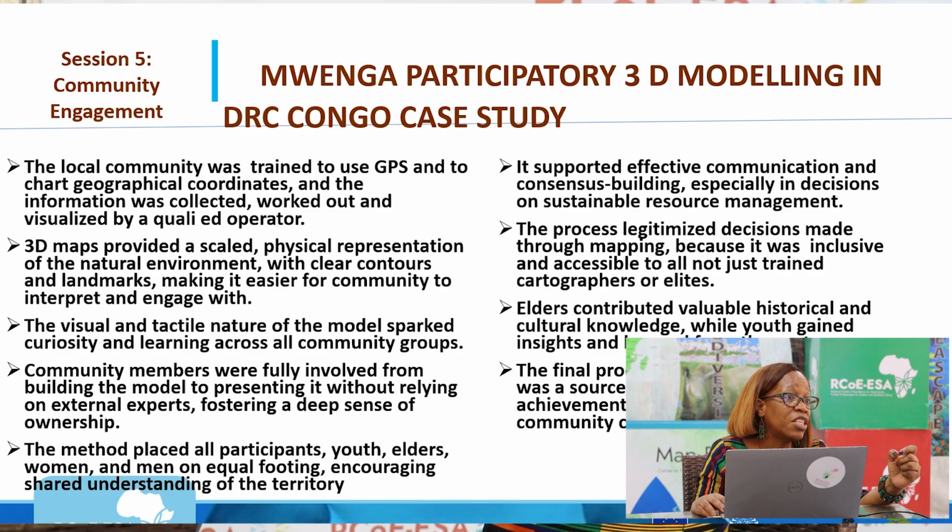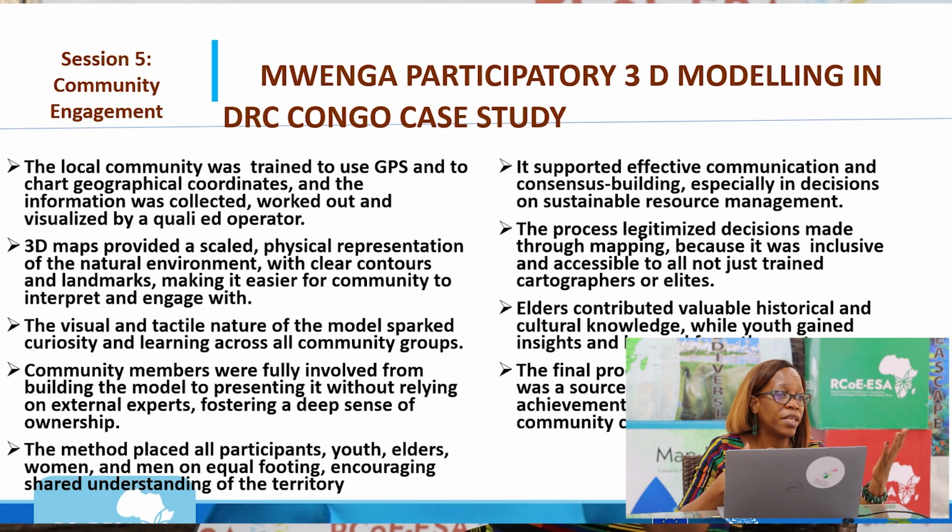The process was legitimized because decisions made through mapping were inclusive and accessible to all, not just trained cartographers or elites. Elders contributed valuable historical and cultural knowledge, while youth gained insights and learned from the past. So you see there is cross-knowledge exchange between the youth and the elders. The final product, a community-built 3D map, was a source of pride and collective achievement, reinforcing long-term community commitment and land stewardship.